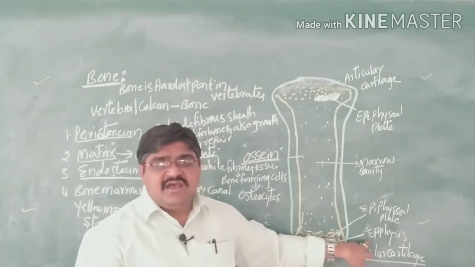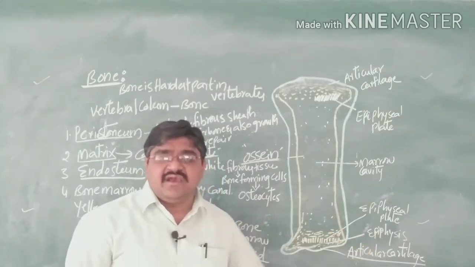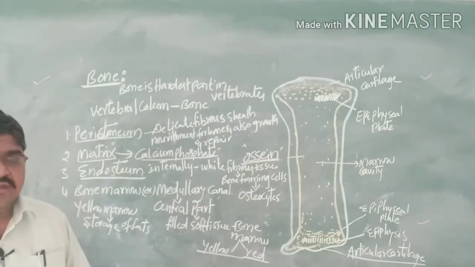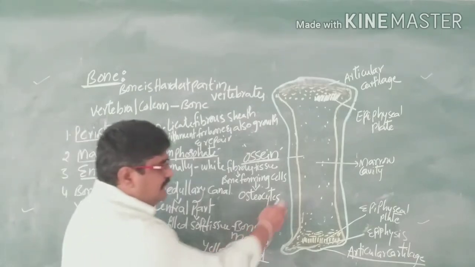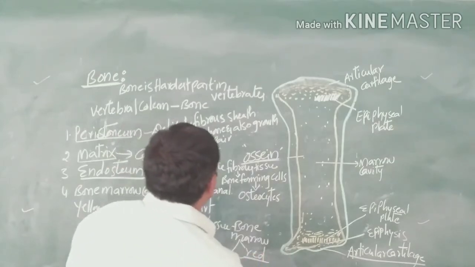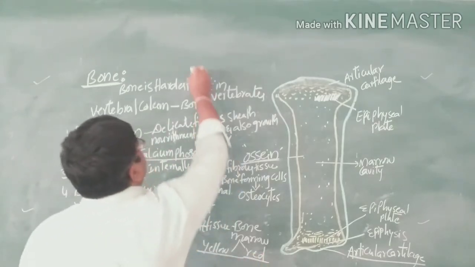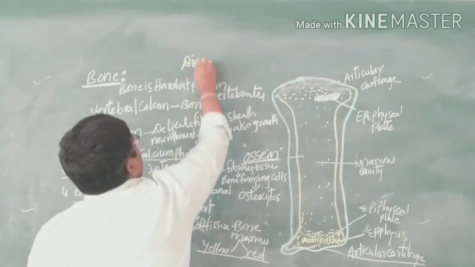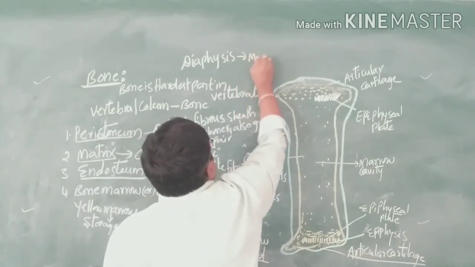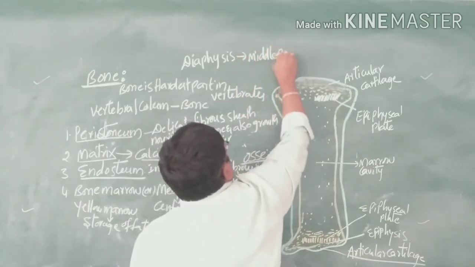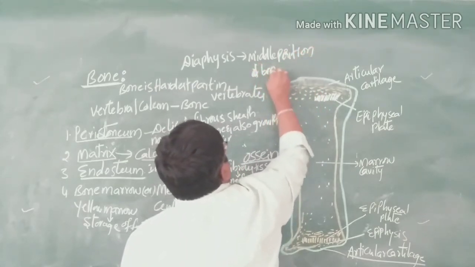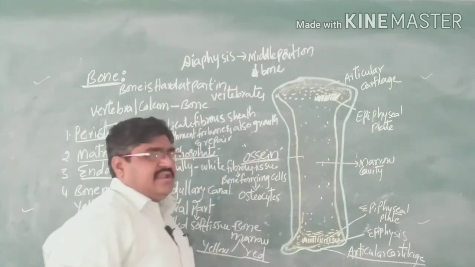So apophysis means the elongated region which is presenting. The middle part of the bone, that middle part of the bone, we can call as the diaphysis. So what is diaphysis? The middle portion of a bone is called as a diaphysis.